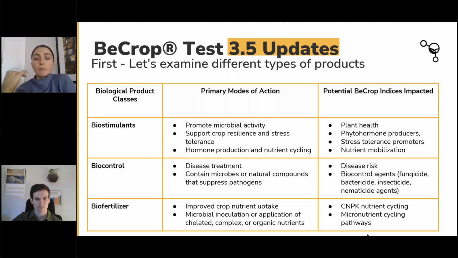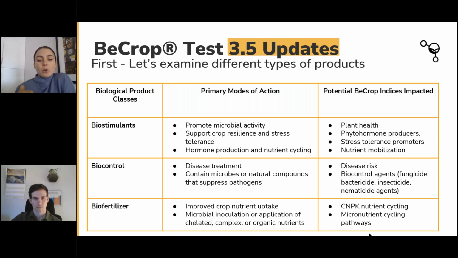They're in general promoting microbial activity, and depending on the biostimulant, they have different modes of action or different ways of doing that. Whether you have a carbon-based product or an algae-based product, they have different ways of promoting the biology. But in general, they're all trying to promote biological activity without bringing new microbes in. They're supporting crop resilience and stress tolerance. So a lot of biostimulants that we look at are really moving the needle in terms of hormone production and stress adaptation, and sometimes nutrient cycling. But all through the mechanism of promoting biological activity.